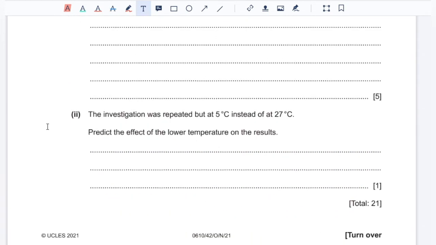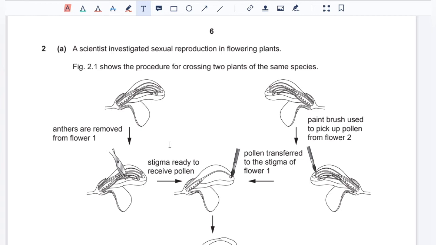2. The investigation was repeated at 5 degrees Celsius instead of 27 degrees Celsius. Predict the effect of the lower temperature on the results. So at lower temperature, enzymes will work slower, and that means less of the starch and pectin will be digested, which means the clear zones will have a smaller area, and the pattern of the clear zones will remain the same.